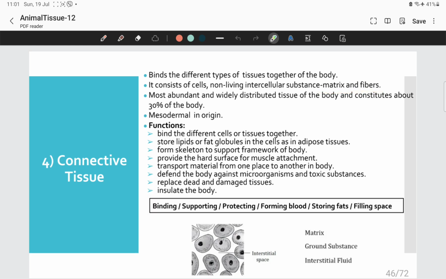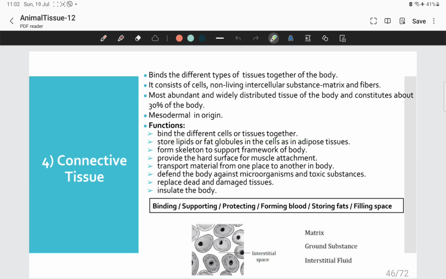Among the four different types of tissues, connective tissue is found to be the most abundant and widely distributed tissue in the body, and it constitutes about 30% of the body. In terms of origin, it is mesodermal in origin, and when you talk about functions, the primary function of connective tissue is to bind the different cells or tissues together.